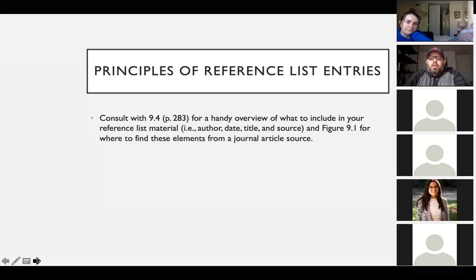Okay. So I'm going to point you to chapter 9, section 4, on page 283, which has a really helpful overview of what to include in your reference list material. Figure 9.1 shows you where to find those elements from a journal article source, particularly given the fact that a lot of assignments for your classes will be asking you to pull specifically from journal article sources.